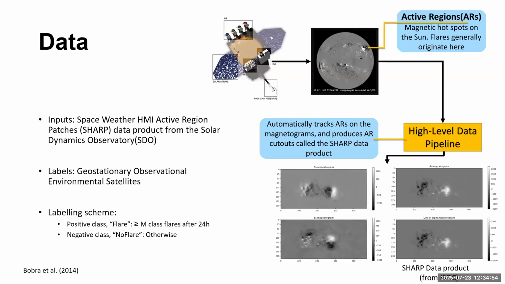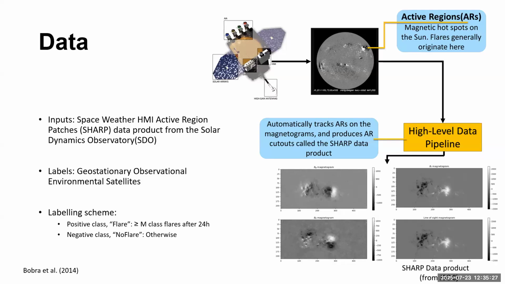The HMI people were very kind, and they developed a high-level data pipeline which automatically tracks these active regions, and they have bundled it into a data product called the SHARP data product. So these four are part of the SHARP data product. You have the B phi, B r, B theta, and the line of sight components of the magnetogram. So that was about the input. But since we're doing supervised learning, we also need the expected labels. We get the labels from the GOES satellite.